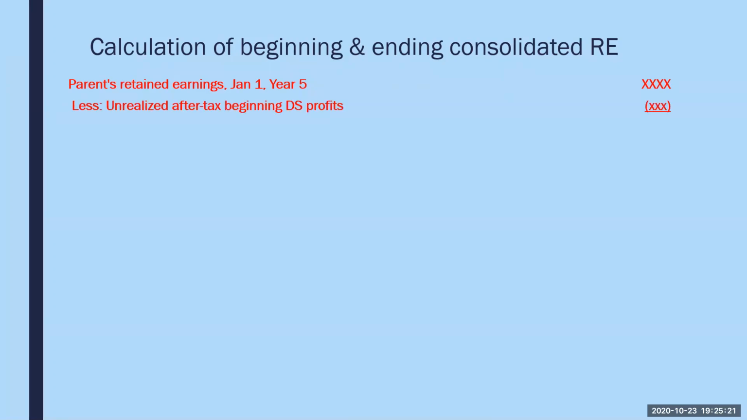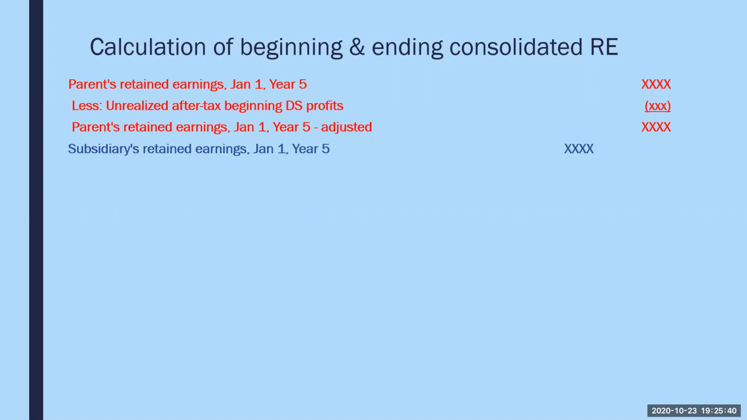From the parent's retained earnings on Jan 1st, year 5, you want to take away unrealized beginning downstream profits. Again, this adjustment should be after taxes to get the parent's adjusted retained earnings at the beginning of the year.